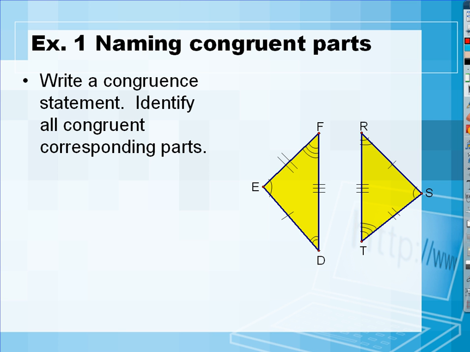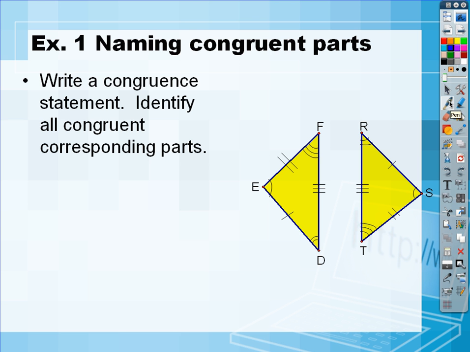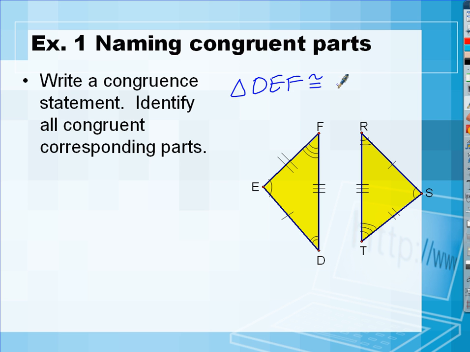So we could say triangle, how'd you say that again? DEF. Is congruent to triangle RST. Good. Okay, good. Now, either by looking at the triangles or just by looking at the congruent statement, what are the corresponding parts, the congruent corresponding parts? I mean, we already said the angles pretty much. Angle D is congruent to angle R, etc.